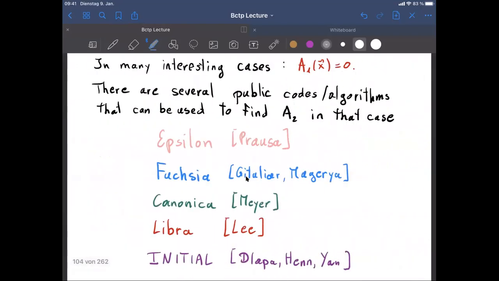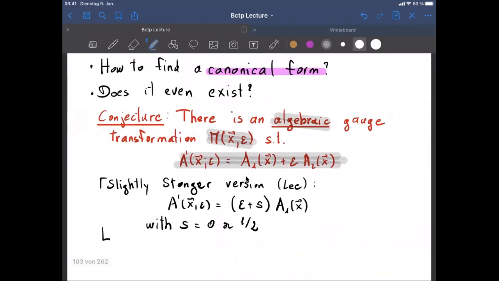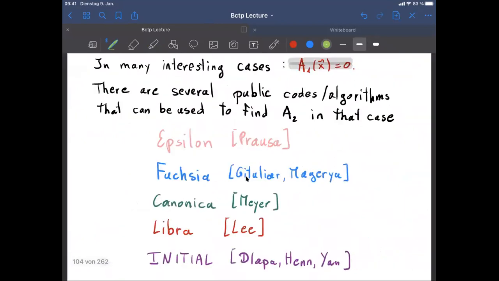In many cases that are interesting, this A1 is 0. This is just an empirical thing, I would say. So conjecturally, you can always find a way to bring it to the form where it's linear in epsilon. And in many interesting cases, this A1 is 0. And then we have the form that we want. Namely, that it's just epsilon times something else.